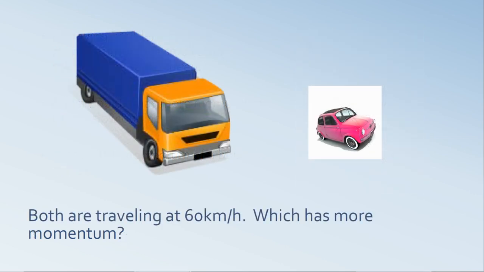Let's look at our two vehicles here. We have a big truck and we have a little beep beep car. If they're both traveling at 60 kilometers per hour, so they have the same velocity, which one would you say has more momentum? Well, of course, the truck is going to have more momentum because it has more mass. And again, momentum is just mass times velocity. So if we increase either one of those, we're going to have more momentum.